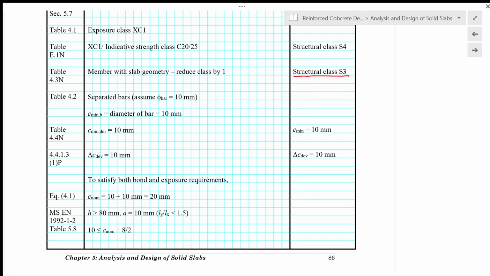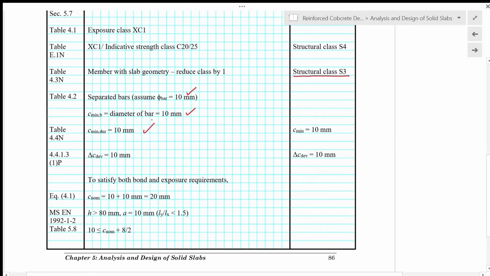From Table 4.2 of Eurocode 2, we have separated bars. For slab design, normally we have separated bars. We assume our bar diameter is 10 mm, so our Cmin,b is equal to the diameter of the bar, which is 10 mm. Cmin,dur from Table 4.4N for exposure class XC1 is also equal to 10 mm.